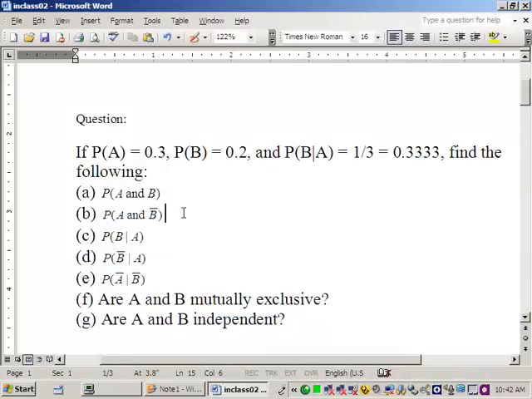All right, let's now look at the following question that involves events A and B and complements and conditions and joint probabilities like A and B. Okay, and we can use the table that we just introduced to answer all of these questions.